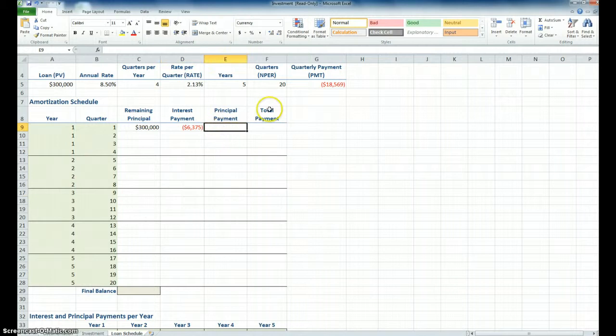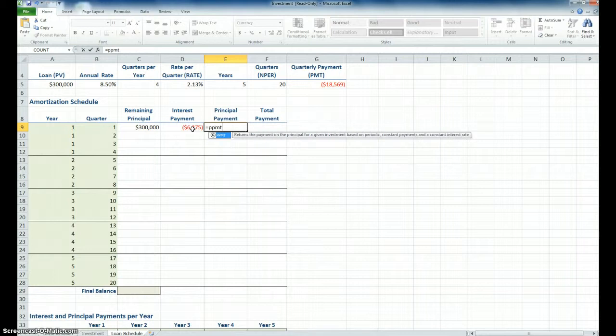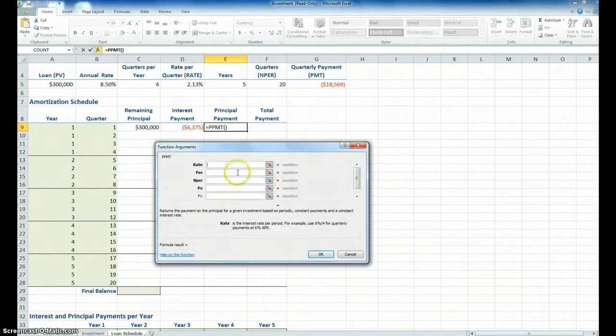Well, let's figure that out. I can easily just go equals G5 minus D9, but we're not going to do it that way because, well, we're just not. Okay. So now we're going to type in equals PPMT, which returns the payment on the principal for a given investment based on periodic constant payments. Double click. Get my dialog box up, and again, my rate is D5, and I know it's going to be anchored, so let's anchor it there.